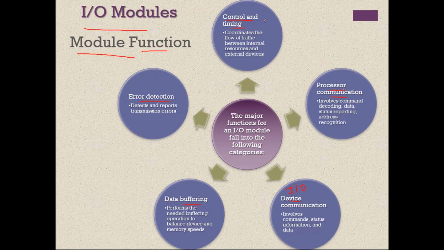Now what is control and timing? Control and timing means it coordinates the flow of traffic between the internal devices and the external devices. Or we can call them the internal resources.